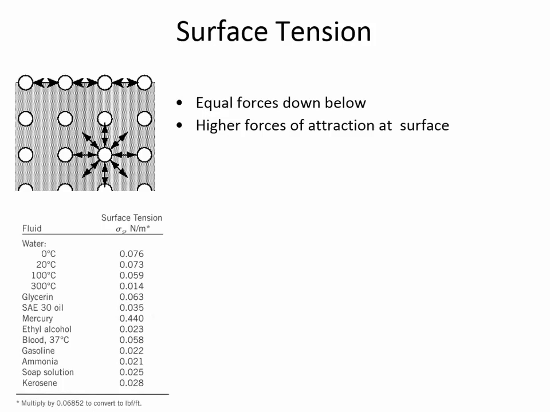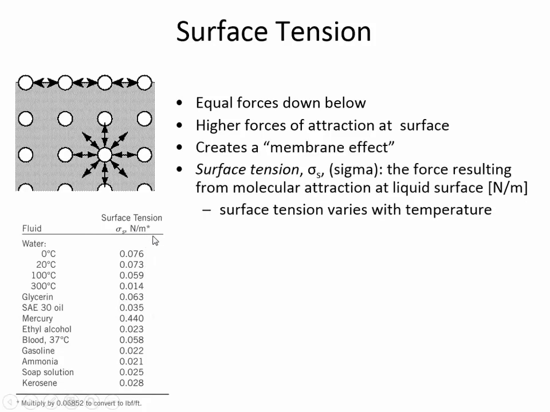And different fluids have different surface tension constants. You can see that for room temperature water, the surface tension constant is 0.073 newtons per meter. And the units there are force per length. It varies as a function of temperature. The surface tension constant gets lower as the water is heated.